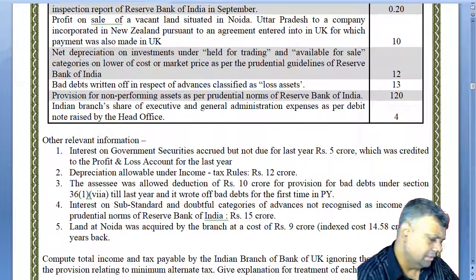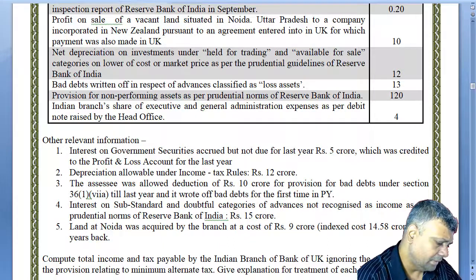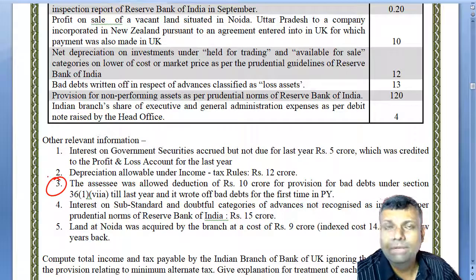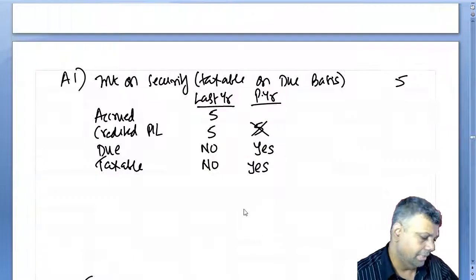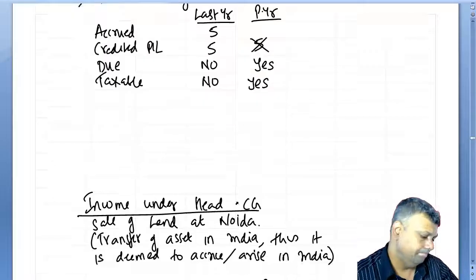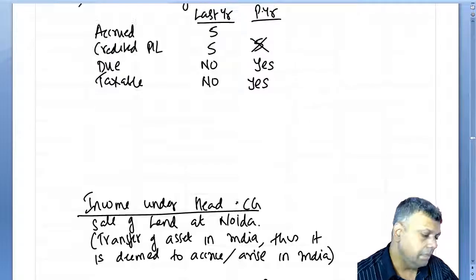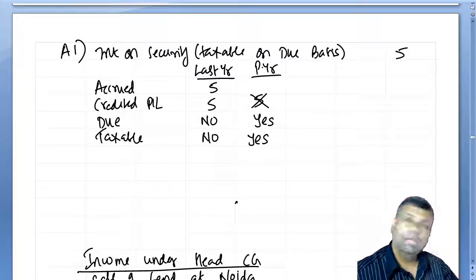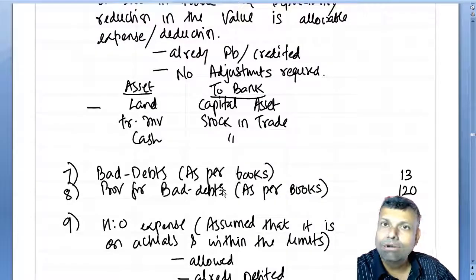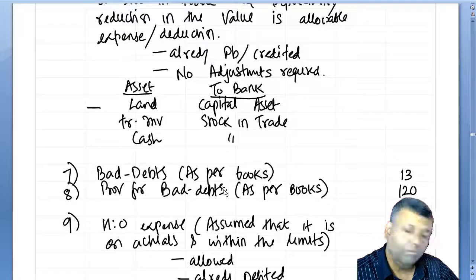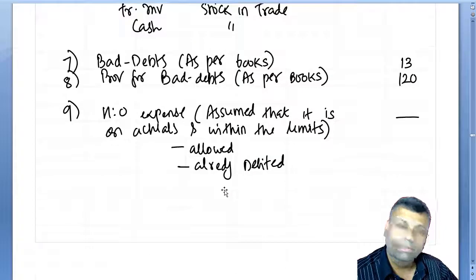Maybe let me just update this particular answer so far on this particular point. I cannot solve it finally, but I'll just create a structure of the answer so that I don't miss out. So I come here and come under the head capital gains. So how does my answer look like? Just look at the format. My actual bad debts I have already added. Provision for bad debts 120 I have already added. So 13 is actual and 120 is provision.